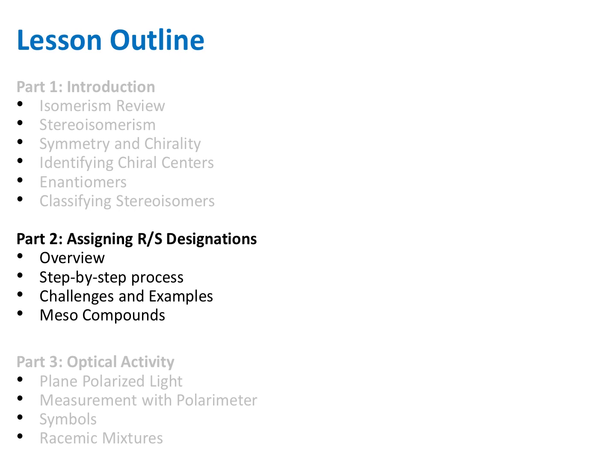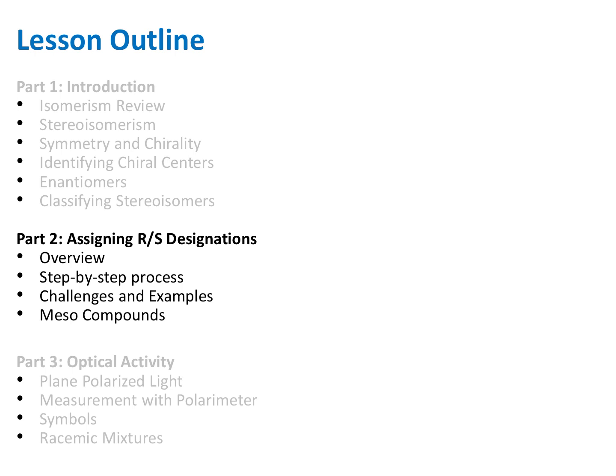Welcome to part 2 of our lesson on stereochemistry. In this part, we will focus on assigning R and S designations to chiral centers. This is an essential skill for understanding and describing the spatial configuration of molecules.